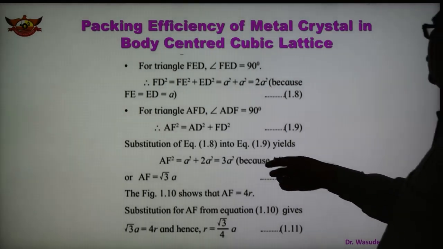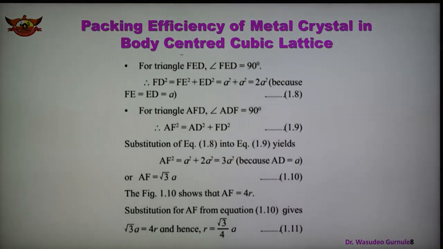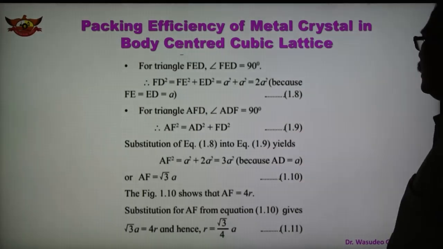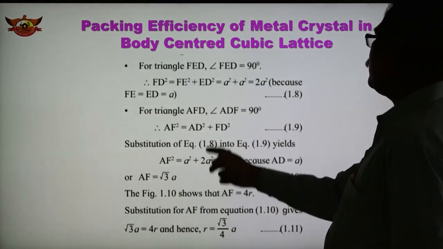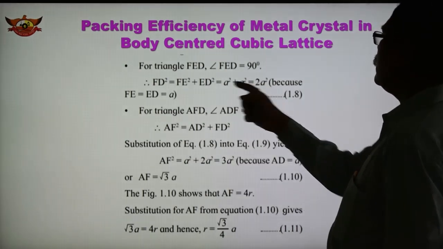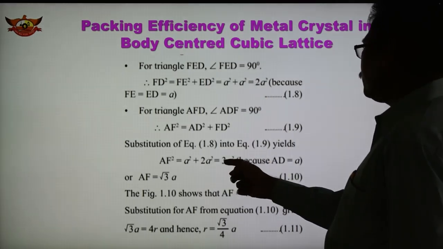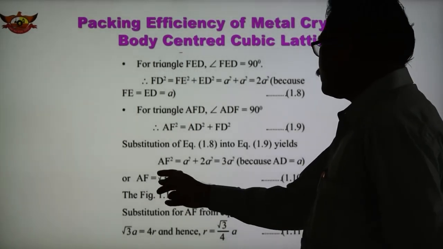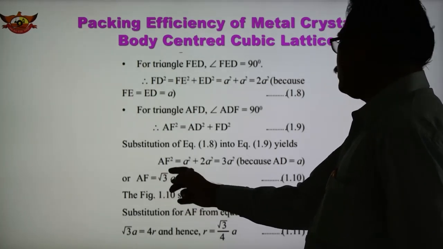So from this now, again we can write AF square equal to AD square plus FD square. Now substitute the value of this 1.8 into the equation. In this equation we obtain AD square equal to A square and FD square equal to 2A square. तो ये वैल्यू पुट किया यहाँ से तो क्या आया 3A स्क्वायर, because AD equal to A and AF equal to square root of 3. इसको अगर अपन AF स्क्वायर है तो AF इक्वल टू क्या होगा स्क्वायर रूट ऑफ 3 इंटू A.